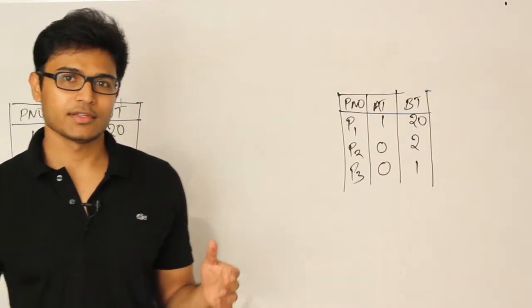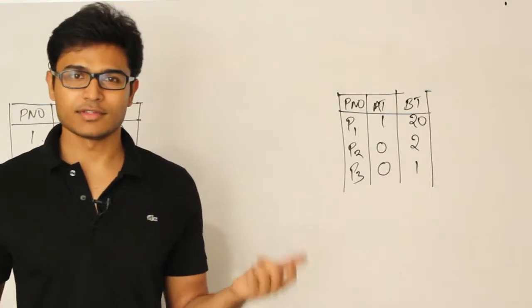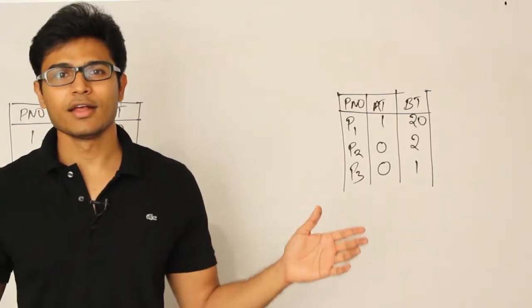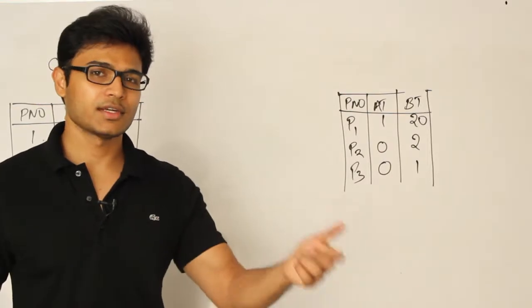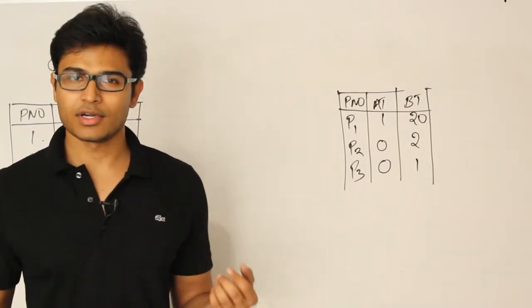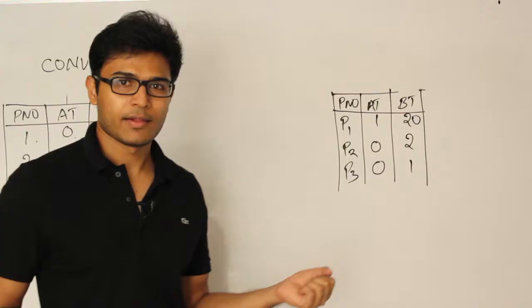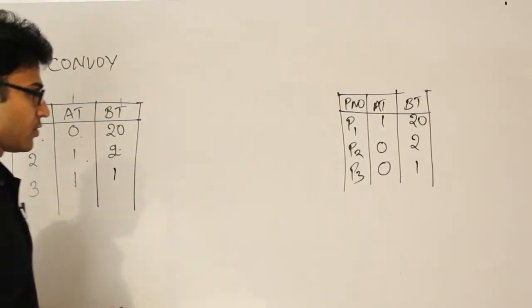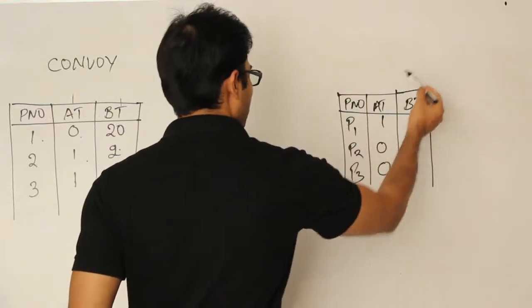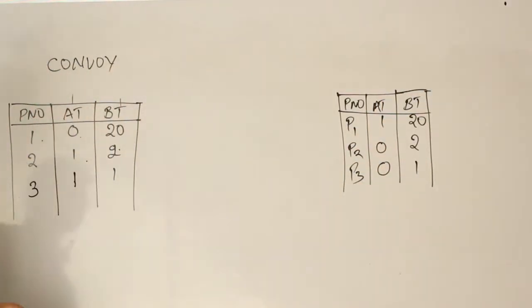Now this convoy effect is severe in FCFS, in the sense that when a process has a heavy burst time, all the processes after it are going to starve. That is also called starvation or convoy effect. Now let's see how it is possible here. I'll take two cases to study the effect. It will give you a clear understanding.